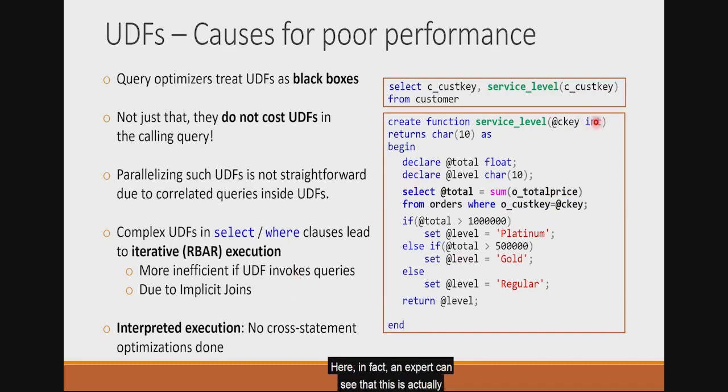Here, in fact, an expert can see that this is actually a join operation happening between the customer and the orders tables, via the function invocation. So it's not a directly expressed explicit join, but implicitly that is what is happening here. And the other problem finally is that these user-defined functions and procedures execute in an interpreted manner. So there is no cross-statement optimization happening here. That is another reason. All these reasons put together, UDFs and imperative programs in general perform poorly.